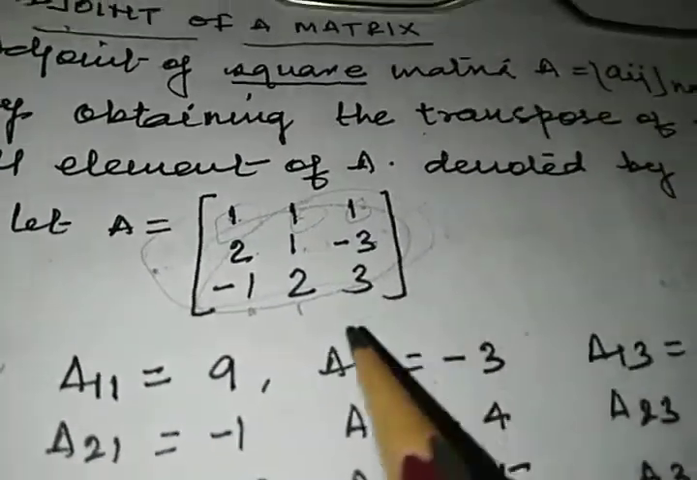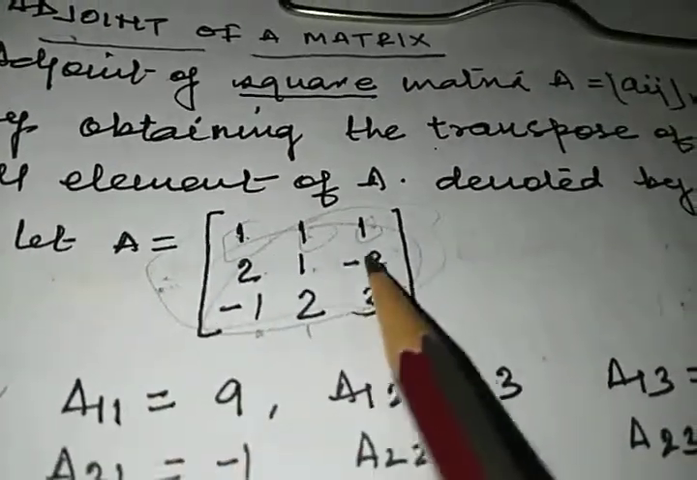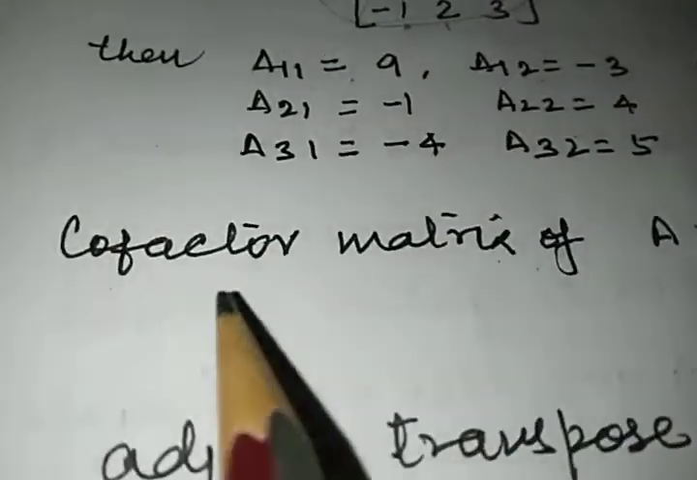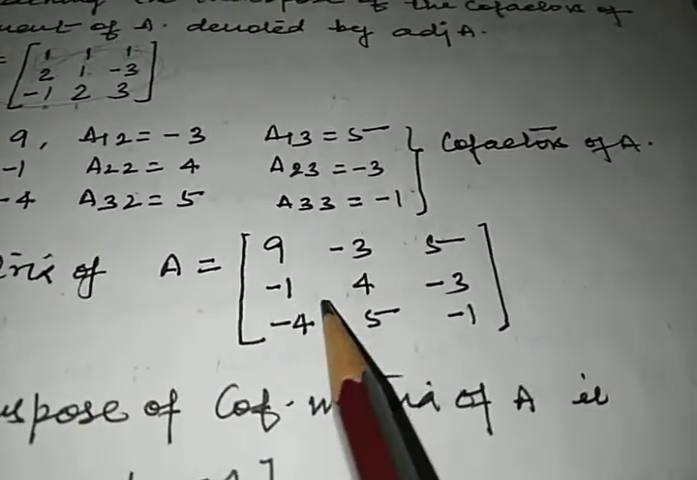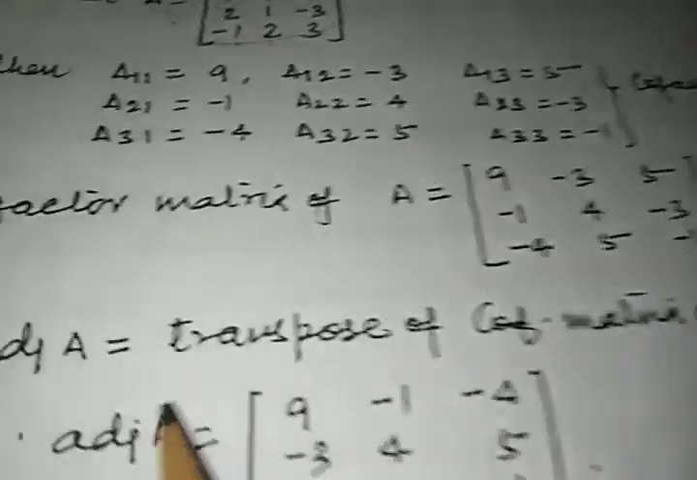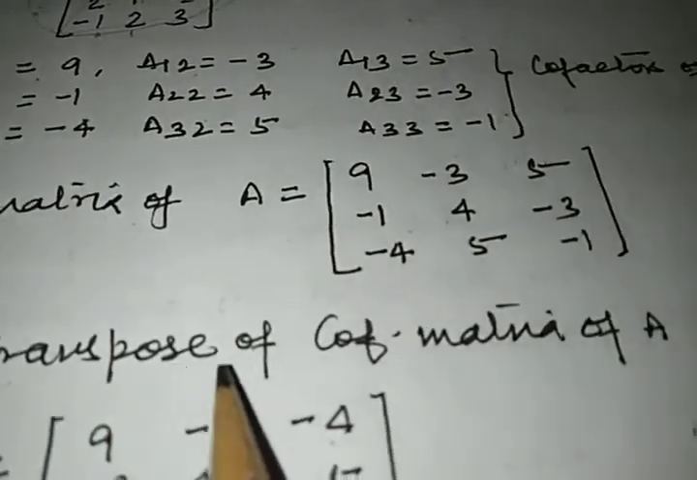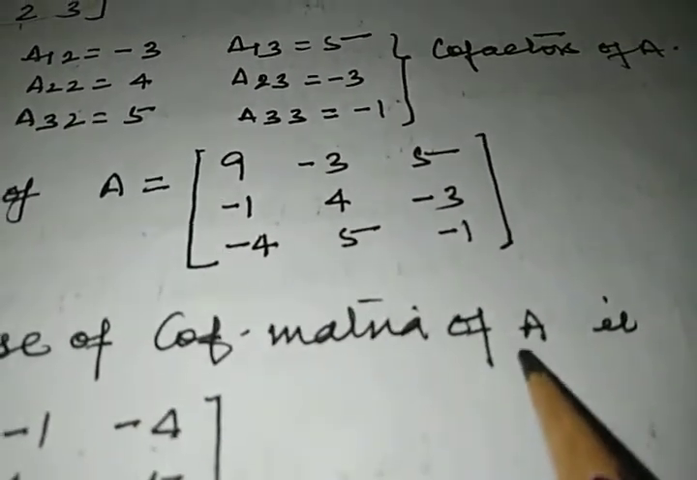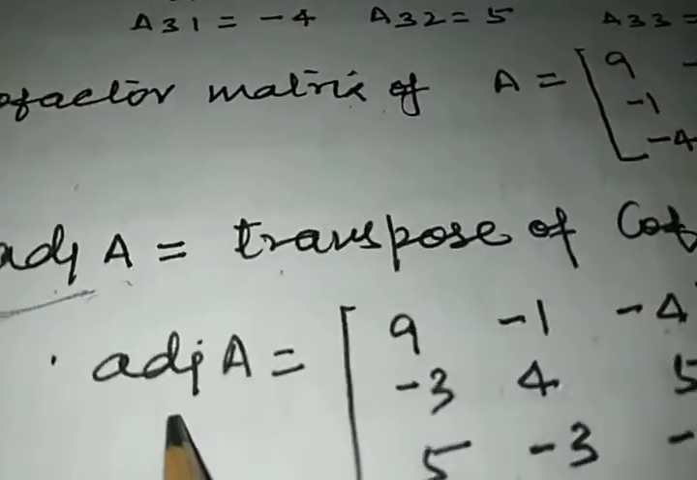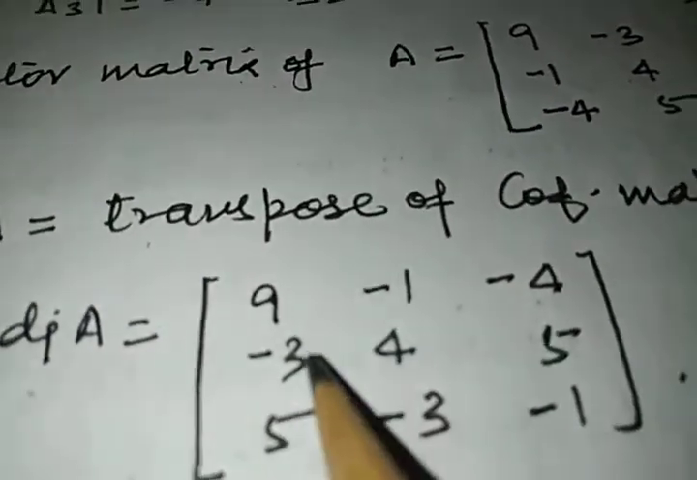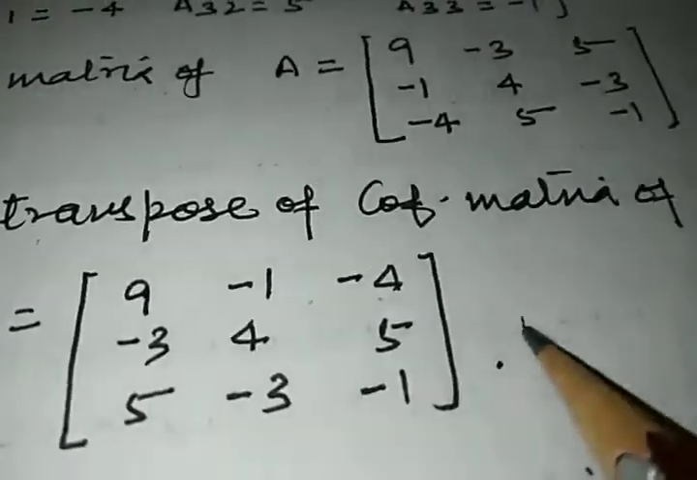See here, we have done one example. A is equal to this. Now I have found A11, A12, A13, all of which you know how to find, and we have put them here. So the cofactor matrix of A is like this. Then adjoint of A is denoted like this. Adjoint of A is the transpose of the cofactor matrix of A. That is, adjoint A will be equal to the transpose of this, 9, minus 3, 5, like this. So this is your adjoint A.